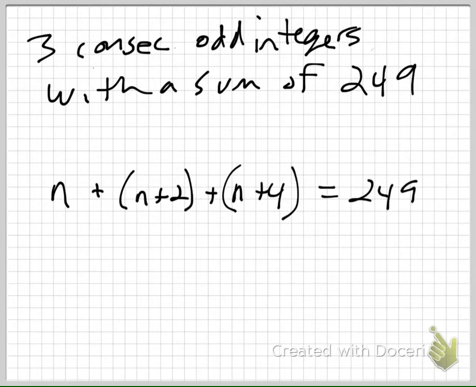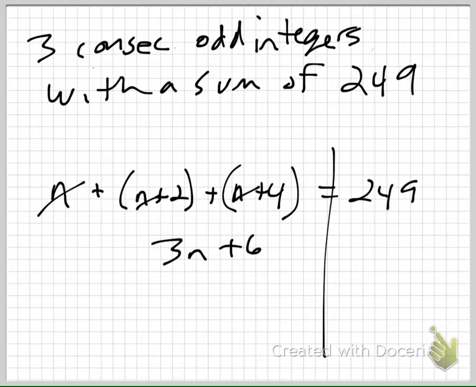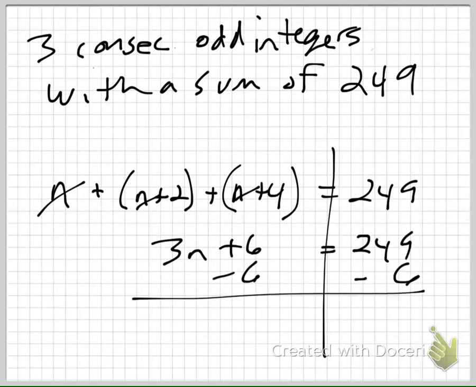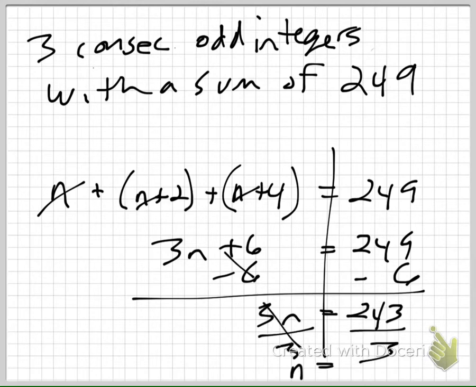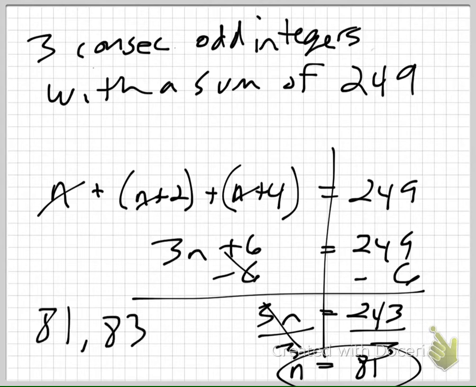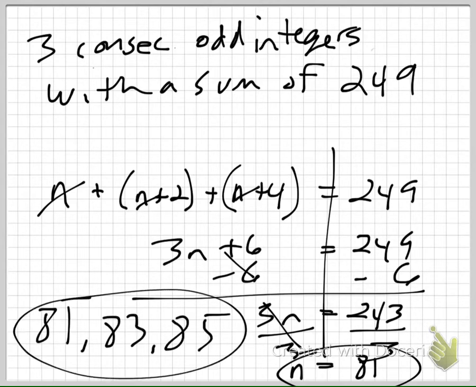Once you have the problem set up, hopefully you can do this. That would be 3n plus 6 equals 249, minus 6 minus 6. 3n equals 243, divided by 3, divided by 3. n equals 81. What does that mean? Then as your answer, you would write down 81, 83, 85. How many of you got that? 81, 83, 85.